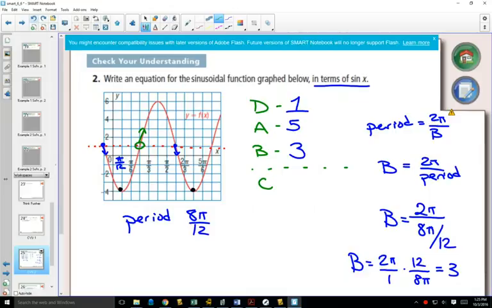How much of a shift is that? It's been shifted 3, which is 3 pi over 12. It's been shifted 3 pi over 12 to the right. You could reduce that to pi over 4 if you wanted to.